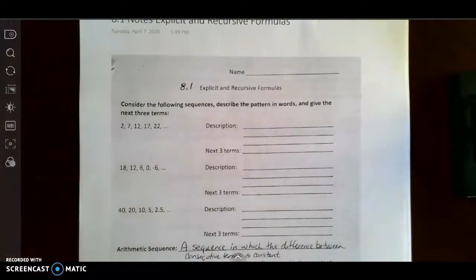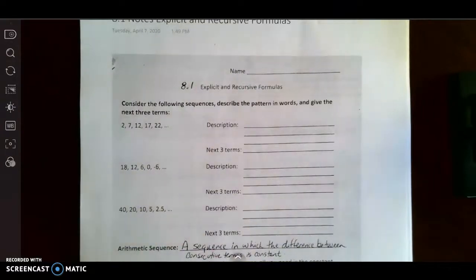So we're starting chapter 8 now, and we're going to look at explicit and recursive formulas. This is something that you did in Algebra 1. I'm not sure if you did it in Algebra 2, but we're going to be revisiting it here in Trig because of some things. These formulas are sort of building blocks for what we need to do in chapter 8.